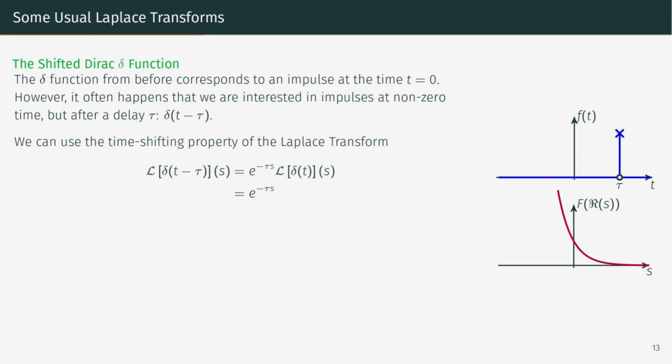We can use the time-shifting property of the Laplace transform that we discussed earlier. So the Laplace transform of delta of t minus tau equals e to the negative tau s times the Laplace transform of delta of t, which equals e to the negative tau s. The top graph here shows the shifted Dirac delta function, where we can see the delayed impulse at tau. The bottom graph shows how this changes when we graph the Laplace transform for real values of s.